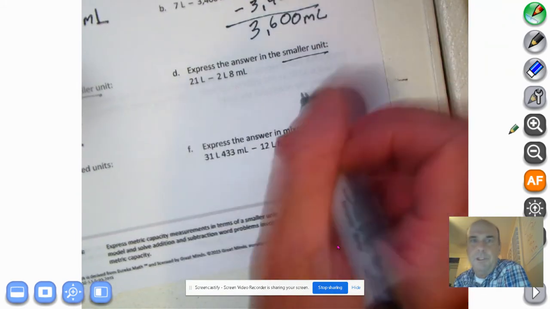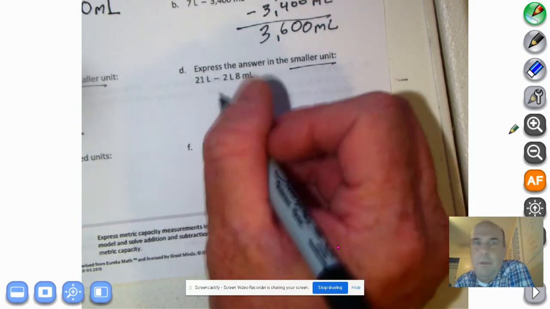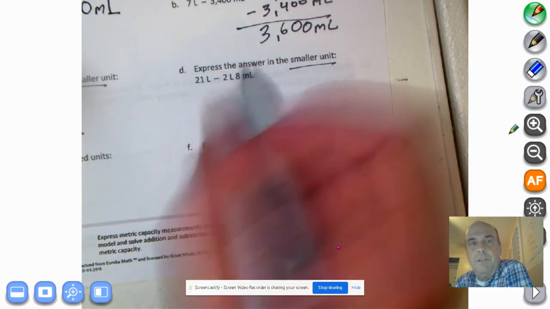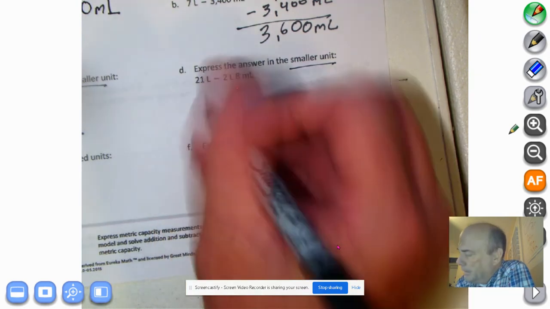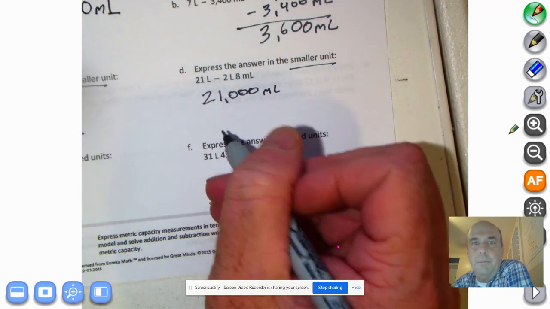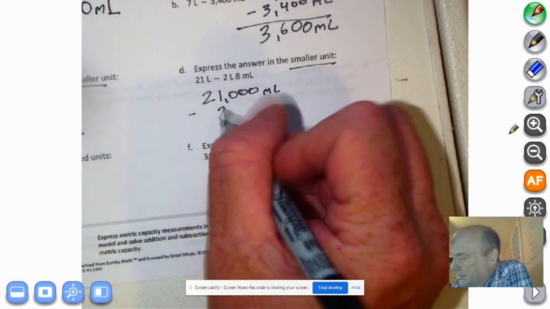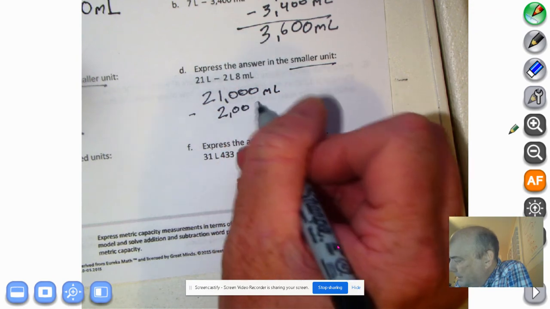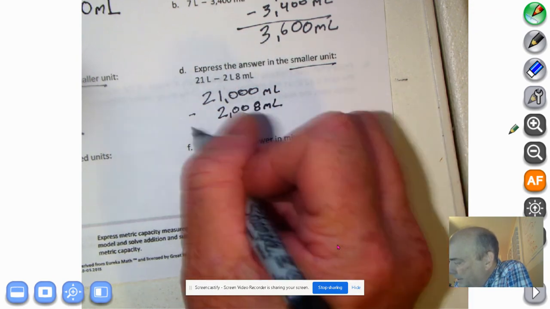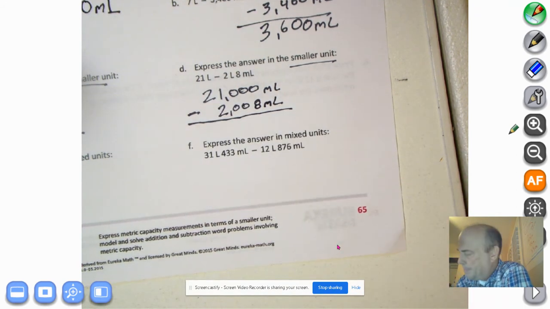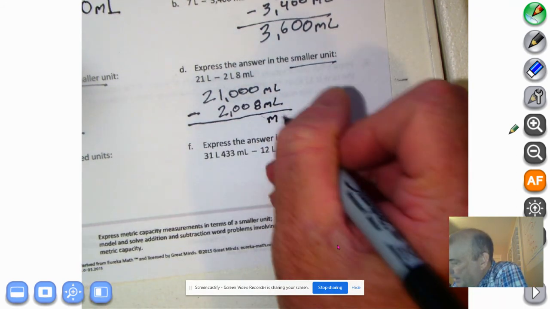Okay, once again, we're doing smaller units. We have 21 liters minus 2 liters, 8 milliliters. This is a tough one. So the first thing I'm going to do is convert my 21 liters to milliliters, which would be 21,000 milliliters. And then we're going to subtract 2,000, right? And 8. Excuse me, I shouldn't say 8, 2,008 milliliters. And is a bad word in math unless we're talking about decimals or fractions. So we have milliliters.